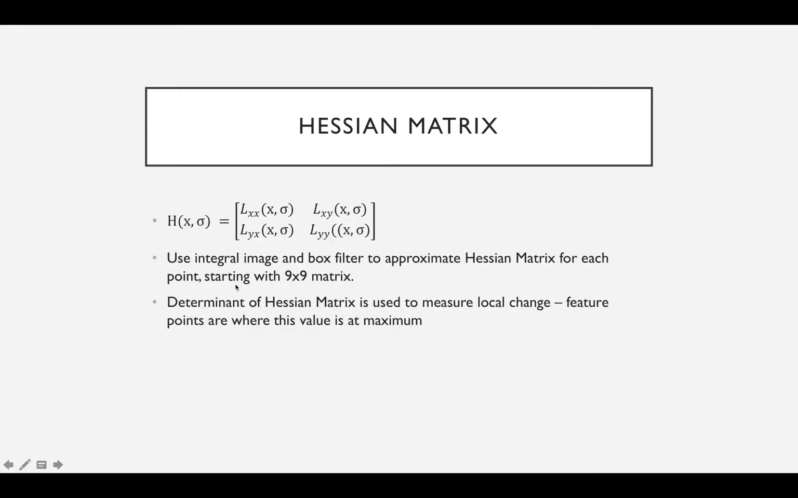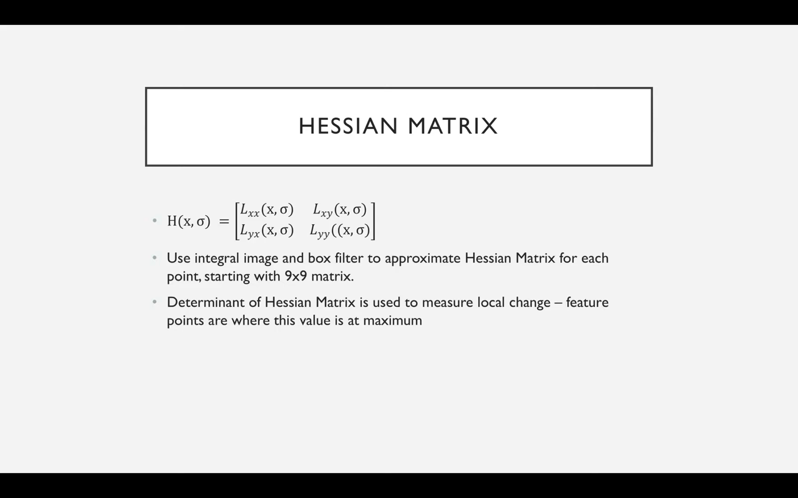So, knowing this, we're going to begin by calculating the Hessian matrices. In the SURF algorithm, we're going to be getting a Hessian matrix and then calculating its determinant. And that's what we're going to use to measure the local change. That is to say, the feature points where the value is at maximum.